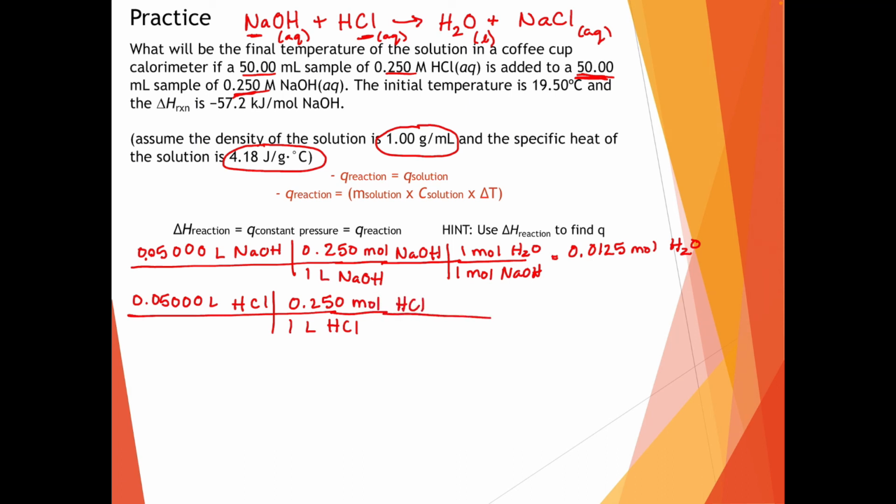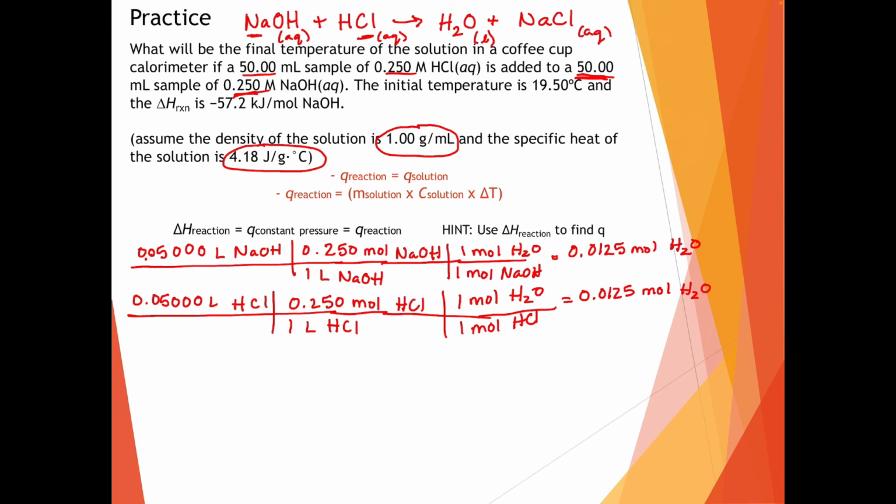And we know that for every 1 mole of hydrochloric acid, we will produce 1 mole of water based on that balanced chemical equation. So we have 0.0125 moles of water. So there's no limiting reagent here, so we don't have to worry about that, which is great. If there was a limiting reagent, then we would need to take that into account when figuring out how many moles of sodium hydroxide will actually be used.